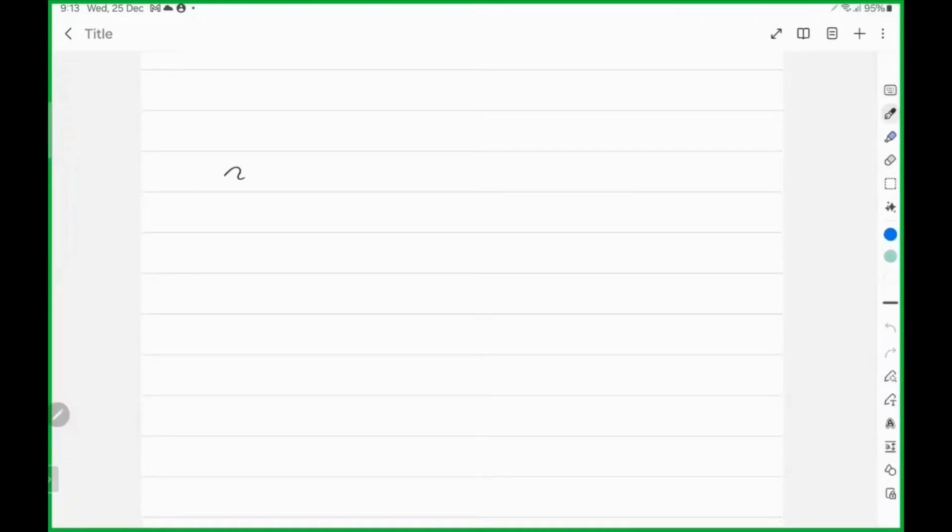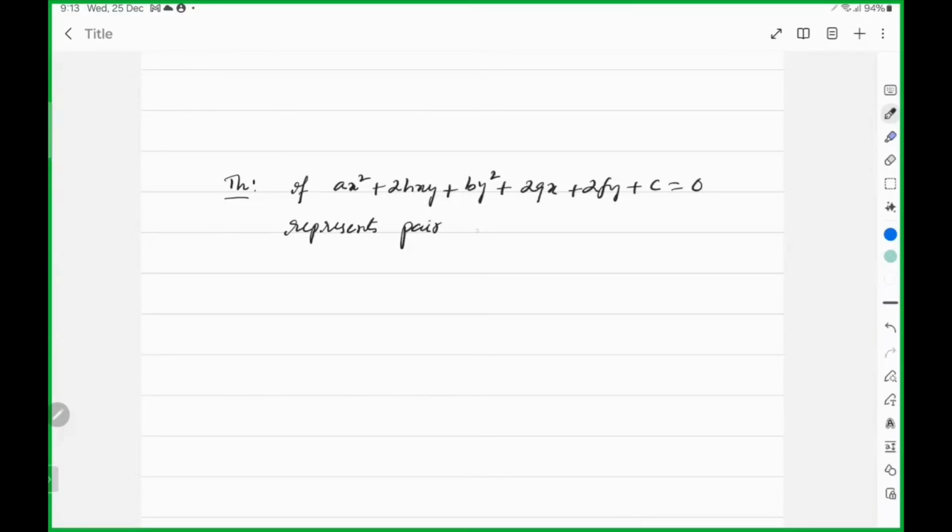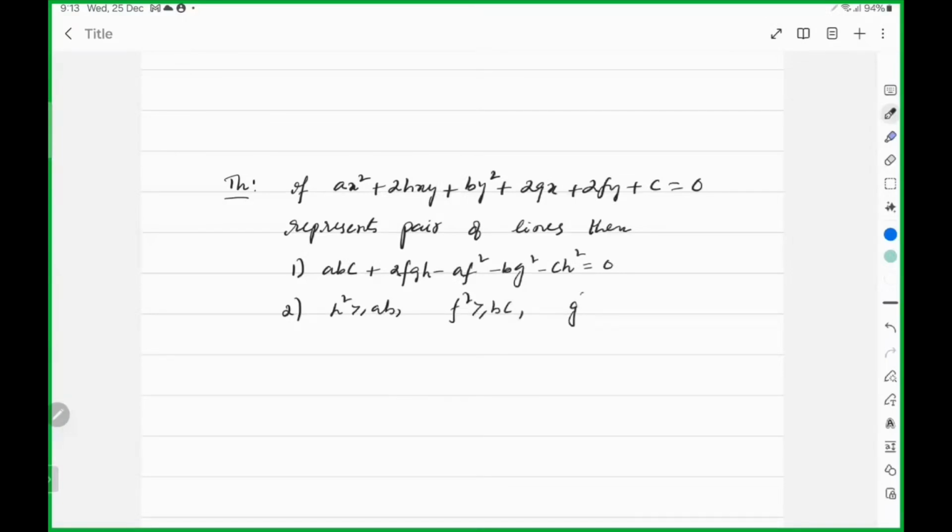In this class, I'm going to prove a very important theorem. If ax² + 2hxy + by² + 2gx + 2fy + c represents a pair of lines, then abc + 2fgh − af² − bg² − ch² = 0, h² ≥ ab, g² ≥ ac.